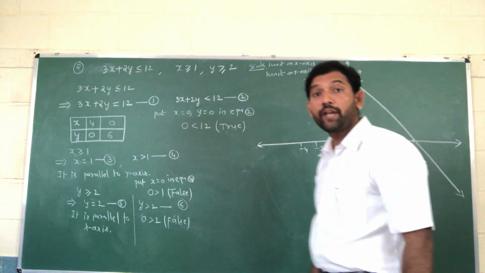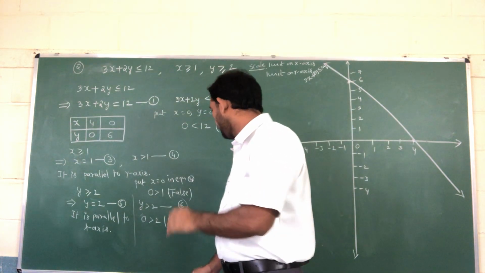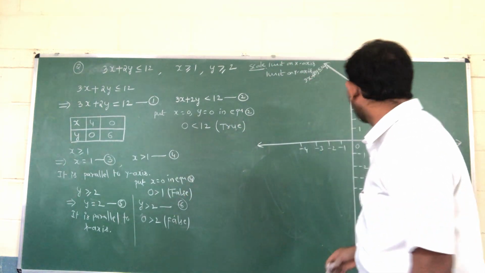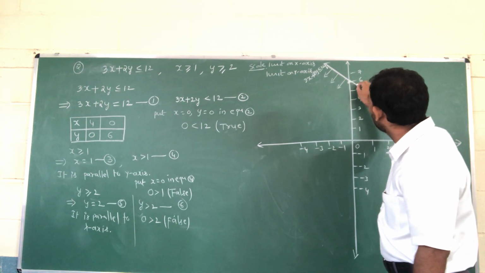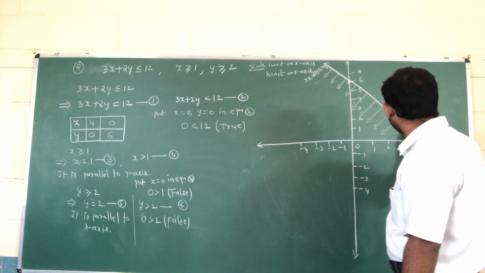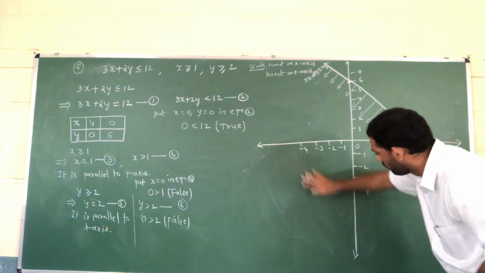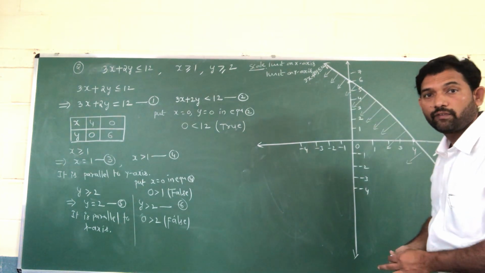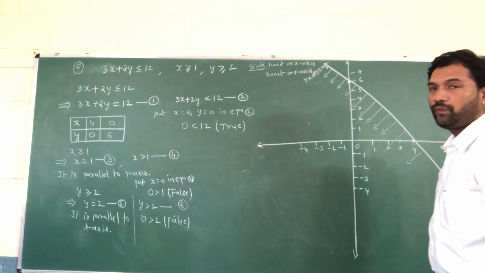So then where do we have to shade? Line above or line below. So here, see, is it true or false? True only. True means towards the origin we have to shade. Towards the origin you have to put arrow marks. You are putting arrow marks means the solution is here. The solution is here for this inequality. Understand? After that, go for the third and fourth equations.